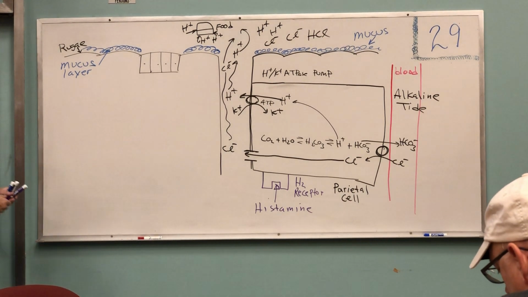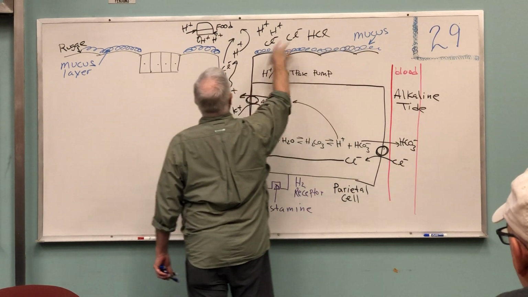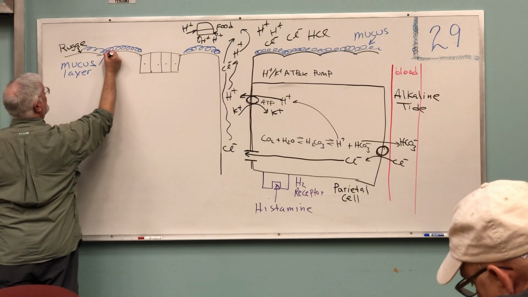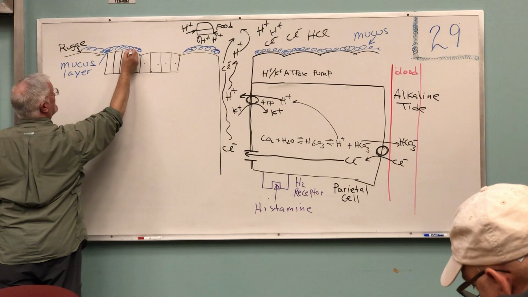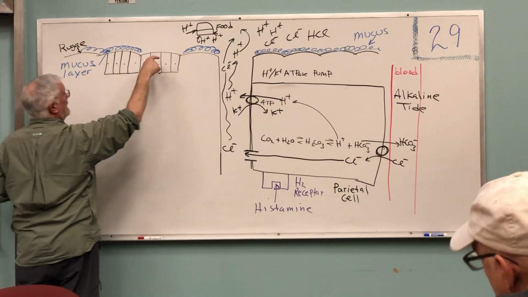Now, one of the things we can look at is this nice little covering of blue mucus that covers the epithelium cells. I guess maybe I should draw a few of those over here for you so you realize that they are actually covered by mucus. So I'll give you a few more epithelial cells over here, covered by mucus.